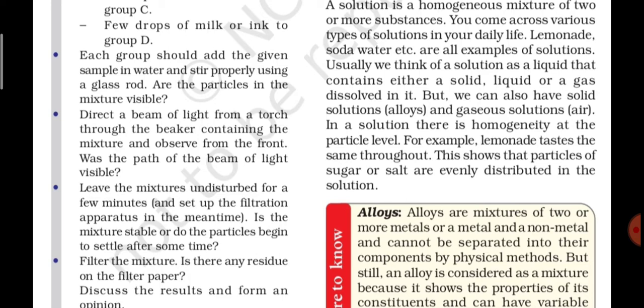But in case of group D, when they have added some drops of milk or ink in water, they will find that the path of the beam of light is visible. Now how do we understand that the path of the beam of light is visible? You might have observed that in a dark room, if a sun ray is entering through a minute hole or a very small hole, the path of that sun ray is visible. The path of the sunlight is visible.